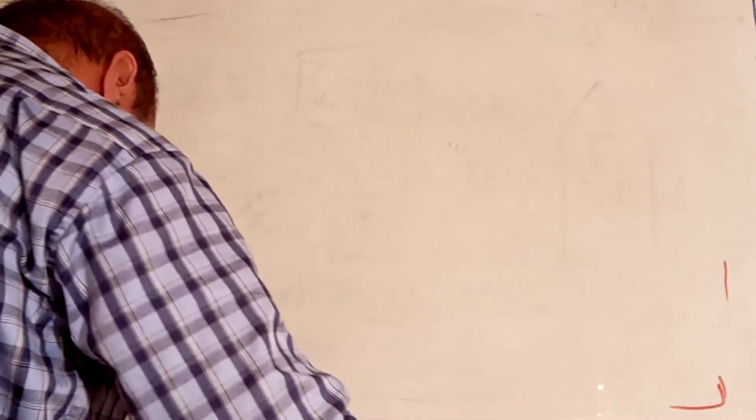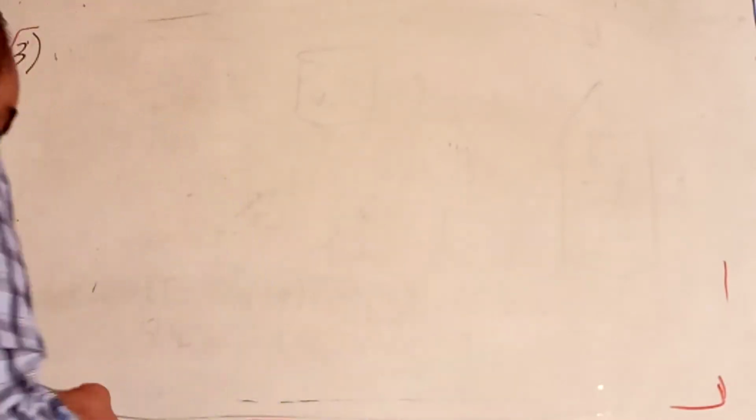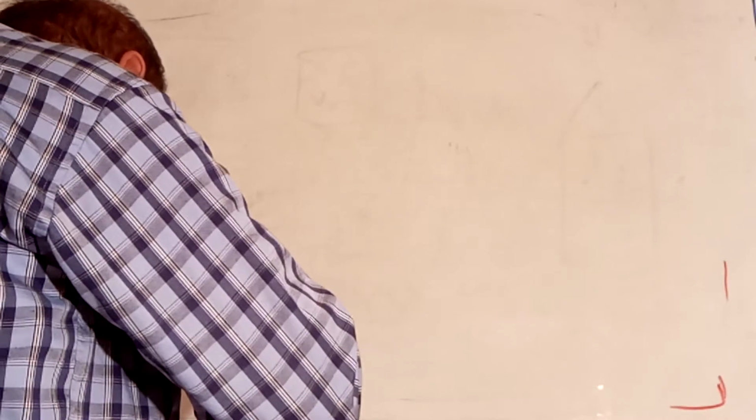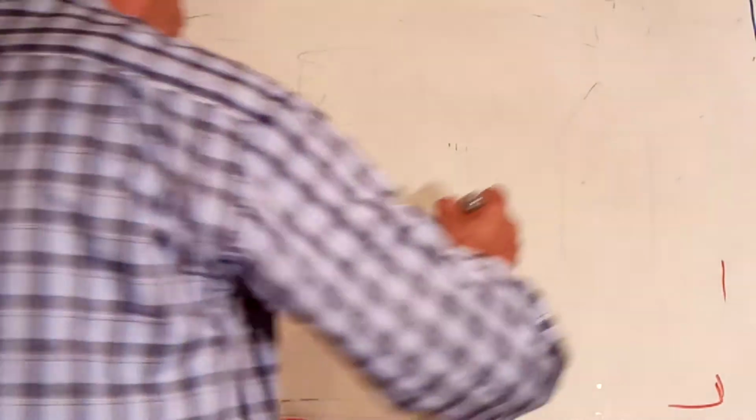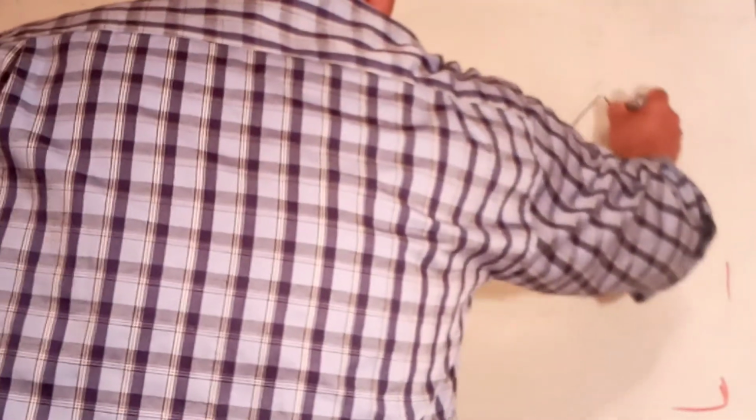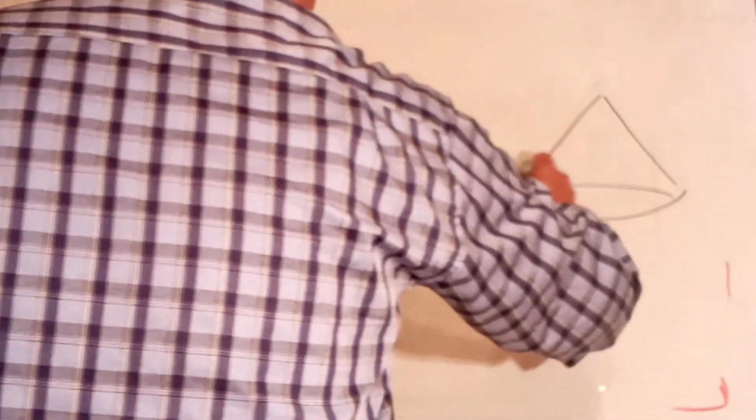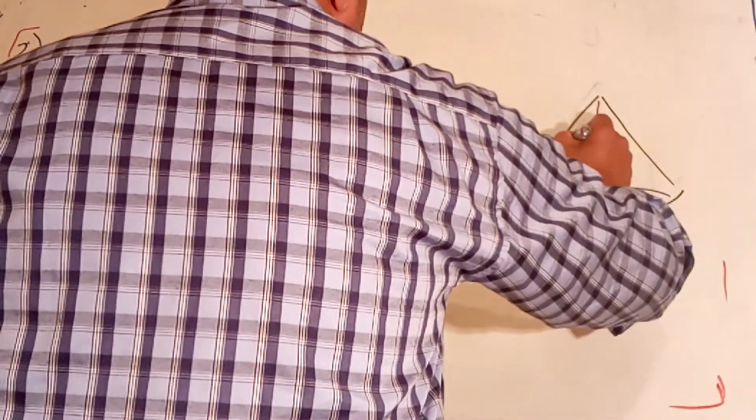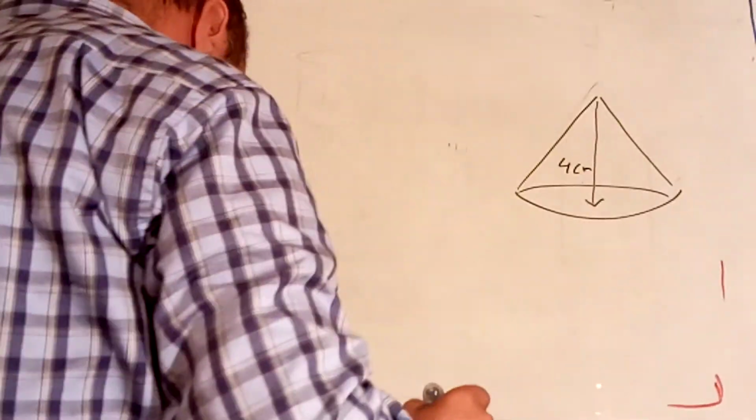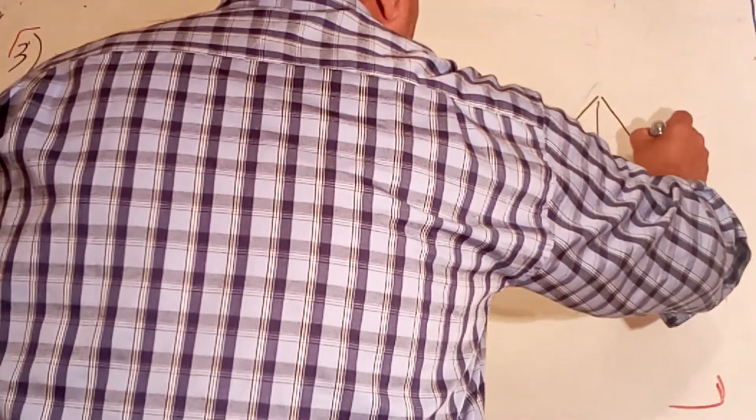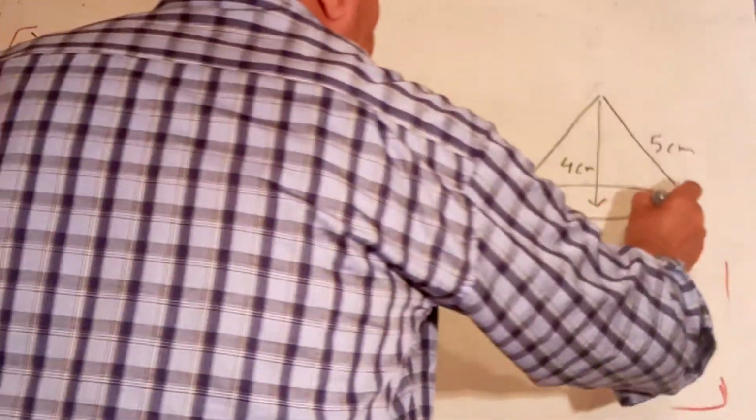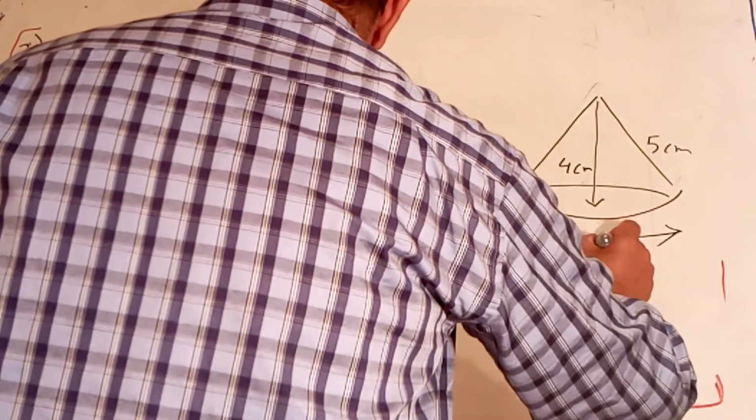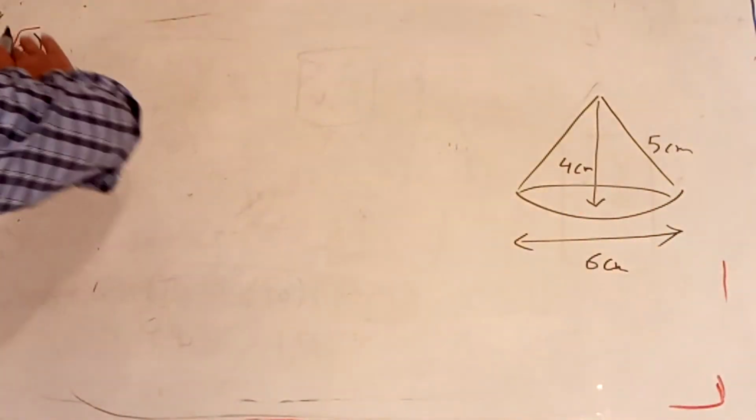Let's go to number 5. For example, the cone diagram. Calculate the total surface area. Now he wanted the surface area. We have the cone here. This is 4 centimeter, this is 5 centimeter, and this is 6 centimeter.